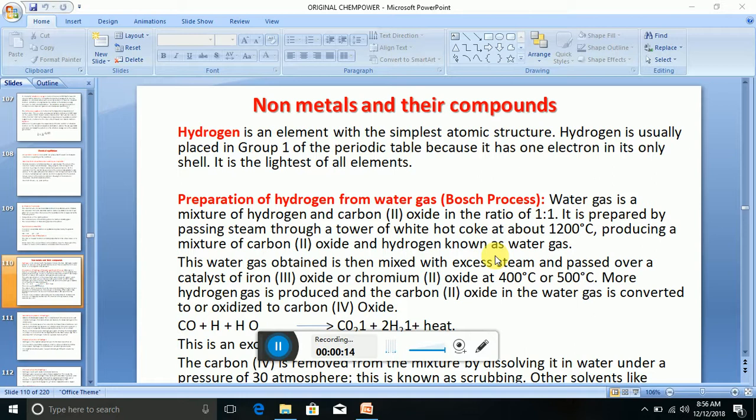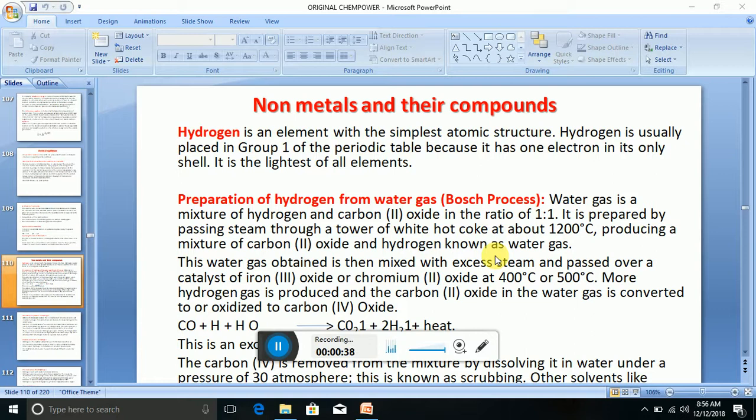Hydrogen is an element with the simplest atomic structure. Hydrogen is usually placed in group 1 of the periodic table because it has one electron in its only shell. It is the lightest of all elements.